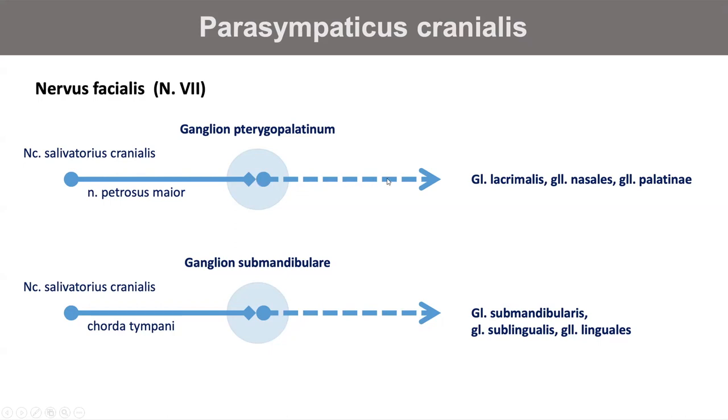And the postganglionic fiber is carried by the branches of the maxillary nerve, which is the second branch of the trigeminal nerve, and it reaches the various glands, like the lacrimal gland, the mucous glands in the nasal region, and in the palatine, the hard and soft palate. So this is the general description of the passage of the parasympathetic pathway for the pterygopalatine ganglion that we are going to discuss in detail.